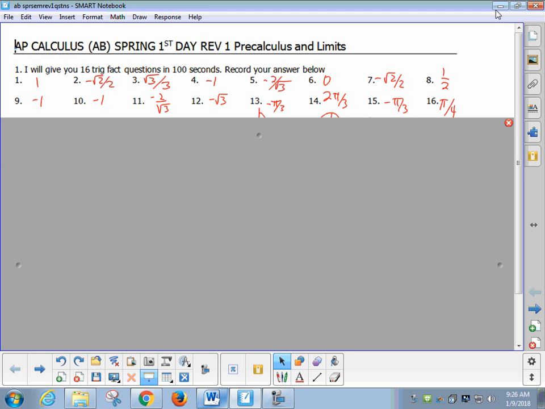Arc sine needs to be negative pi over 2 to pi over 2. So for number 13, your answer should have been negative pi over 3. One answer only. Number 14 is 2 pi over 3. 15, negative pi over 3. And 16, pi over 4.